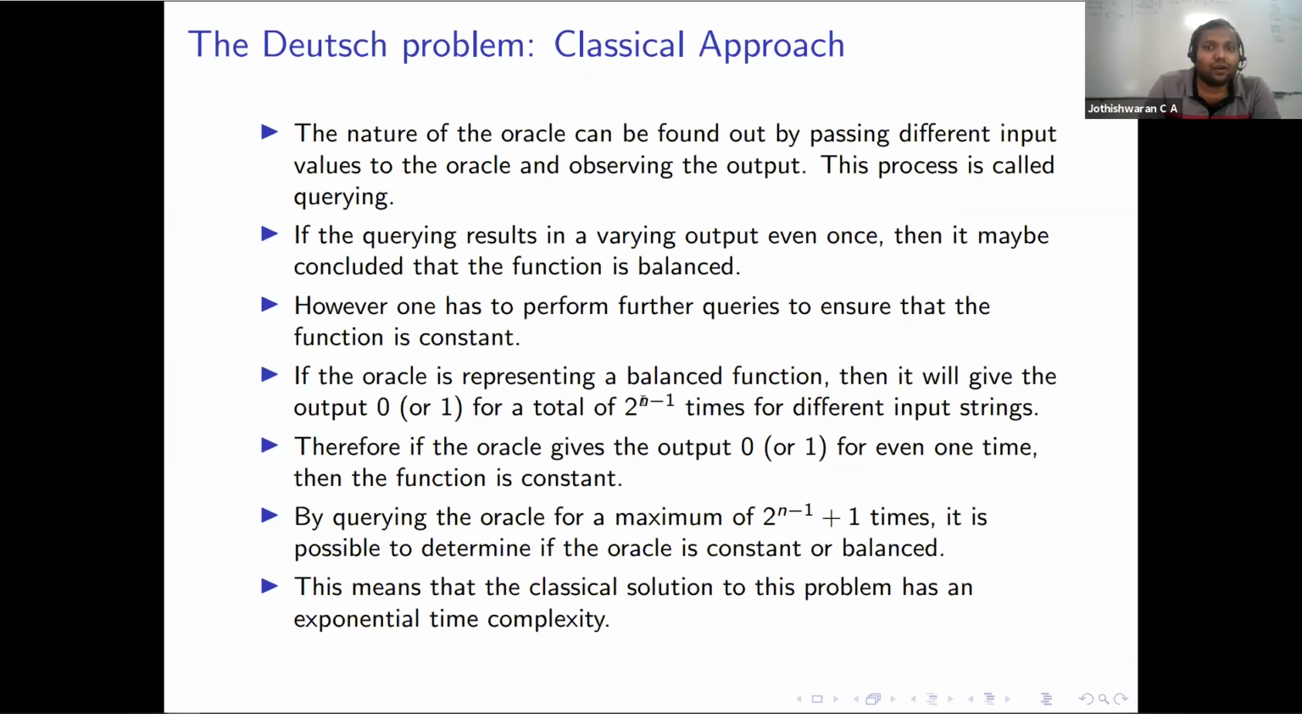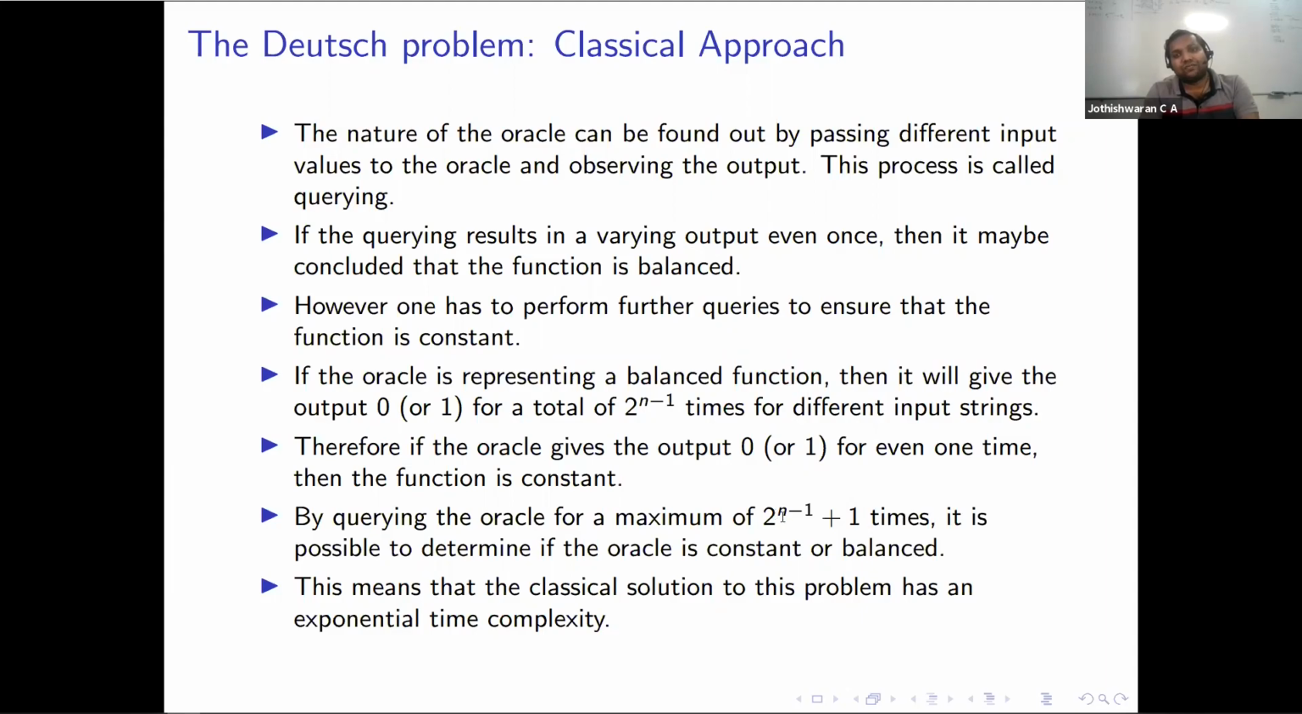So in the worst case scenario, if you have really bad luck, then for every query you enter, you're possibly getting the same output. But after you've performed 2 to the power n minus 1 queries, the next query will tell you definitively whether your function is constant or balanced. Therefore, by querying the classical black box oracle a maximum of 2 to the power n minus 1 plus 1 times, it is possible to determine if that oracle is constant or balanced.